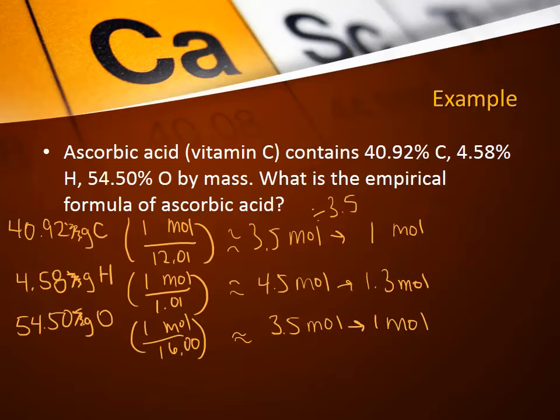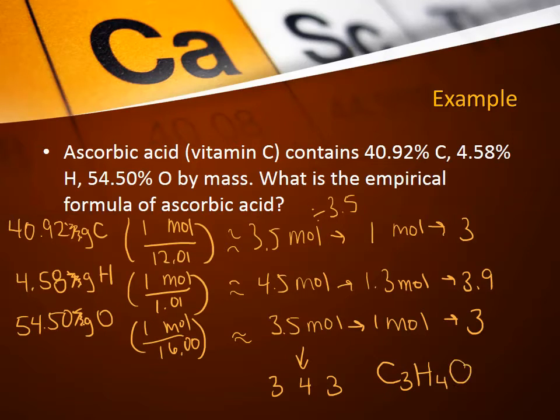Timesing these by 2 will get us a 2, 2.6, and a 2. That's not good enough. We need to times these by 3. So that'll get us into a 3, 3.9, and 3. Since those are our actual subscripts, we can round those up to 3, 4, and 3, since they all end in 0, 1, or 9, which means our empirical formula is C3H4O3. And that's an empirical formula.